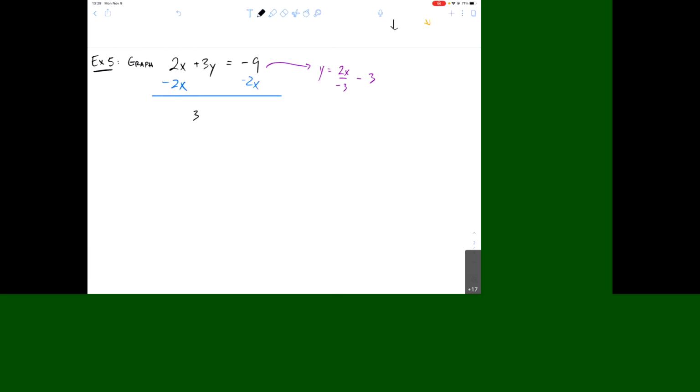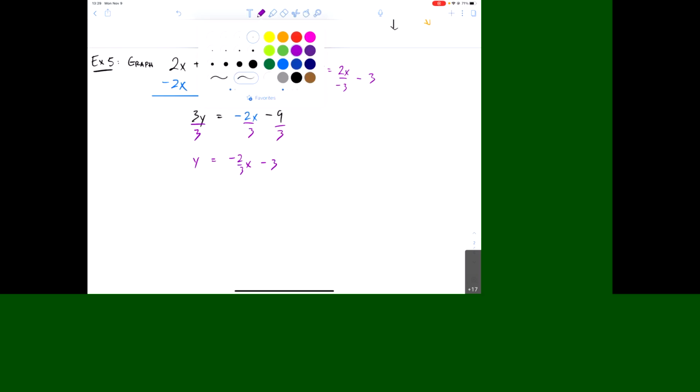What's the question? Isn't the 2 supposed to be negative? Over here it says y equals 2x over negative 3. It is, yet you all learned at one point that 3, 3, and 3. So then y equals negative 2 thirds x minus 3. So this checks out. Excellent job.